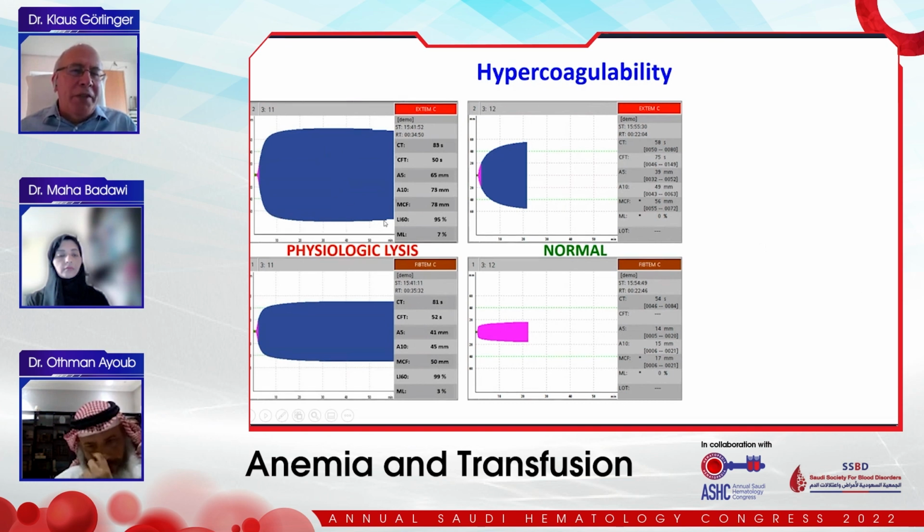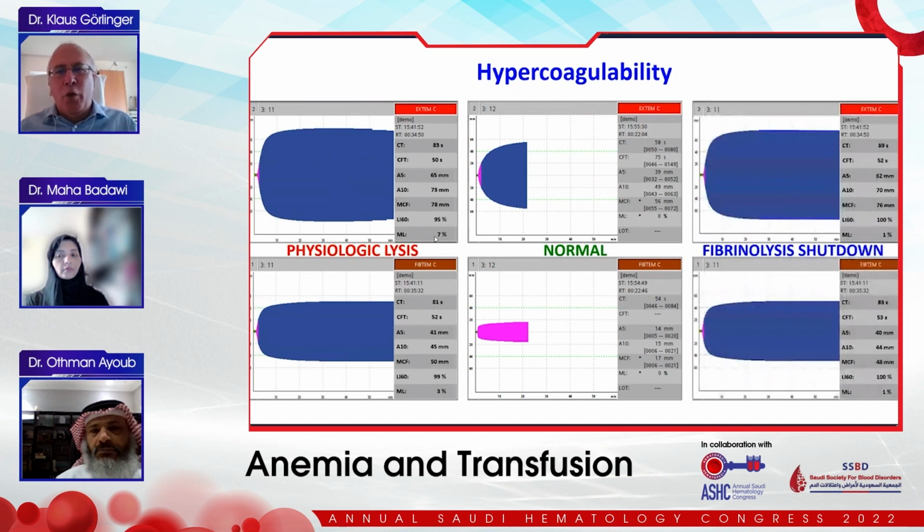The good news here is there is still physiologic lysis. So that's 7% in 1 hour. That's the good patients, for example, with COVID, because the cleaning system is still working. That's the worst situation, hypercoagulability and fibrinolysis shutdown. And that's a patient who very often has thromboembolic complications with COVID.